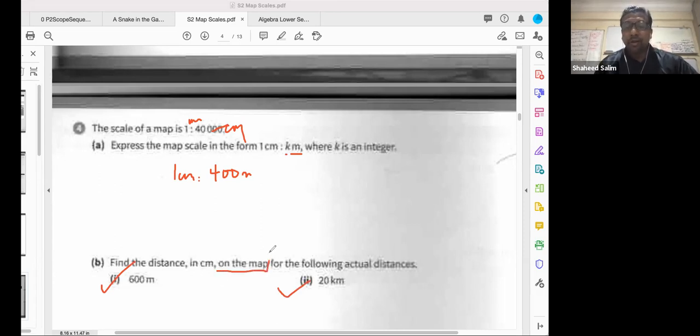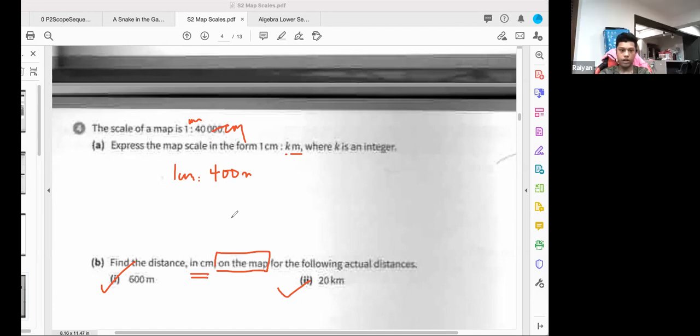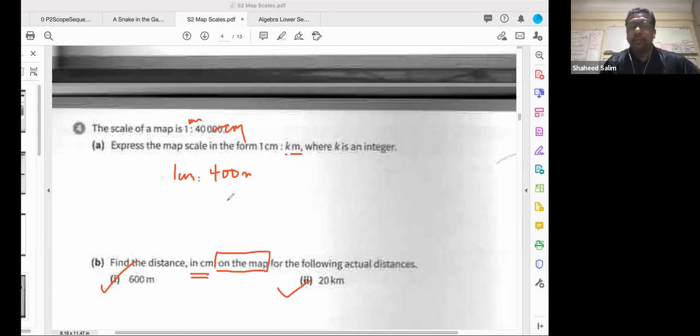Do you want a distance on the map? In cm. So you must divide. That means now this one is 600. So now what is this from here to here? You must divide by what? You see 1 is to 400. So you divide by 400. You divide by 400, you can get the answer now.